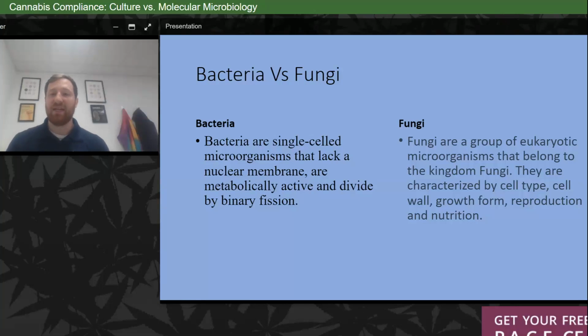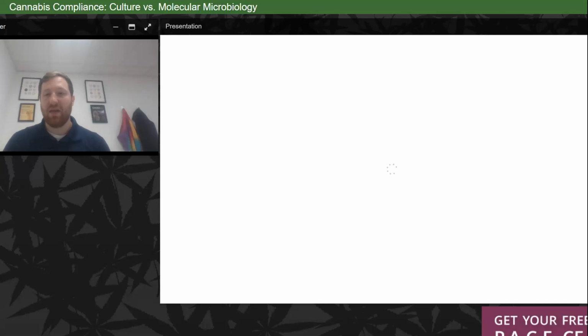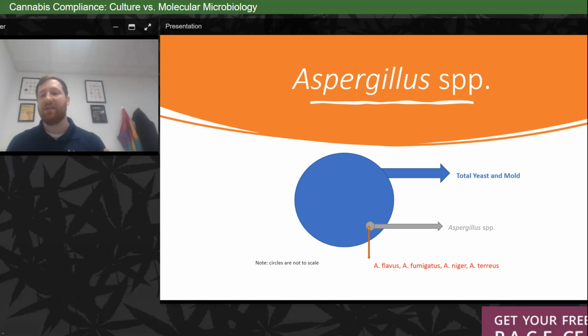As we take a deeper look and go into the testing requirements, this is Aspergillus species. Aspergillus, of course, being a mold, is encompassed in a total yeast and mold test. More often than not, when I say that we're testing for Aspergillus, we're testing for what we call the top 4, or the toxin-producing strains of Aspergillus.